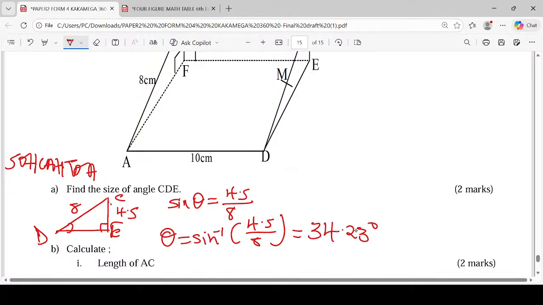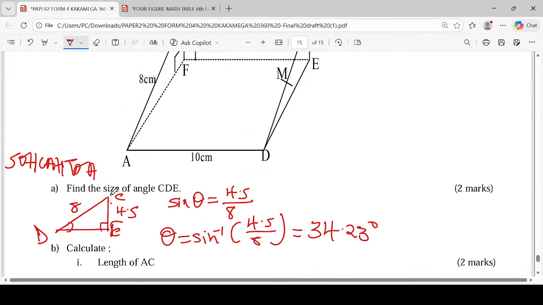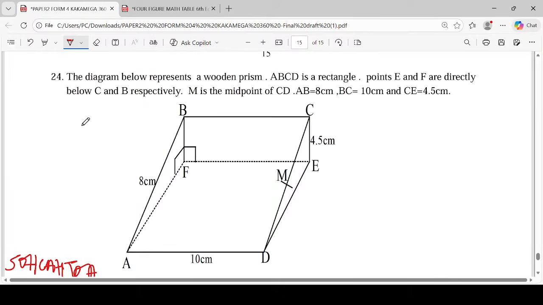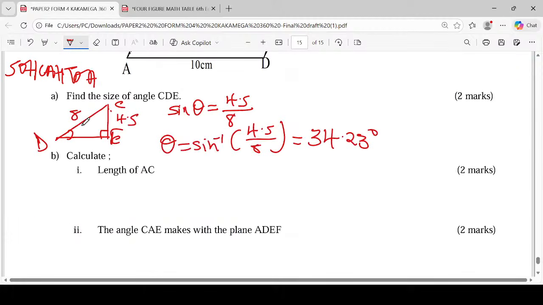34.23 degrees. Part B, the length of AC. Remember they said ABCD is a rectangle. So if that is the case, let's first draw the rectangle ABCD. The rectangle ABCD looks like this.